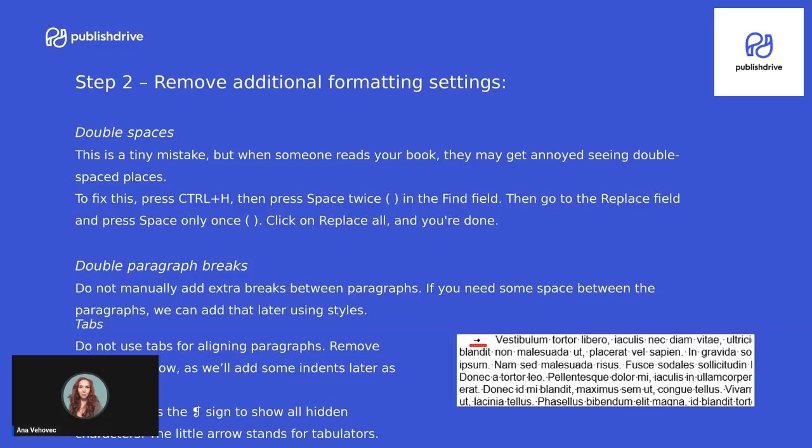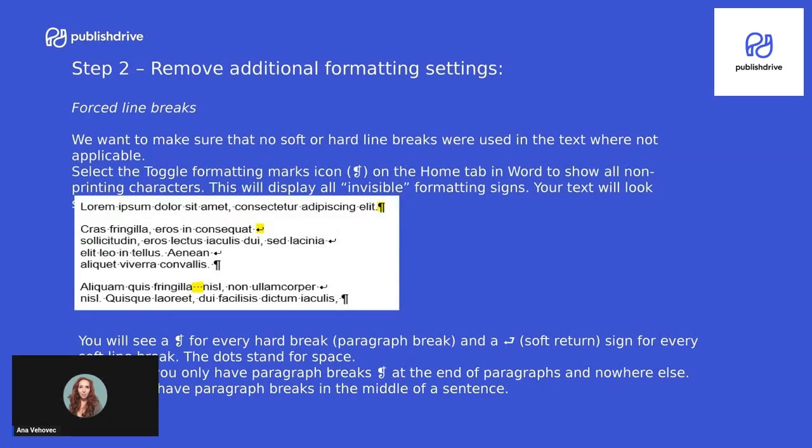So let me see, what else do we have? Yes. One more thing that we want to make sure of is that you don't have forced line breaks. We want to make sure that no soft or hard line breaks were used in text where this is not applicable. When you go to the Home tab in Word to toggle the formatting marks icon, you will see all the non-printing characters. You will see a paragraph symbol for every hard break.